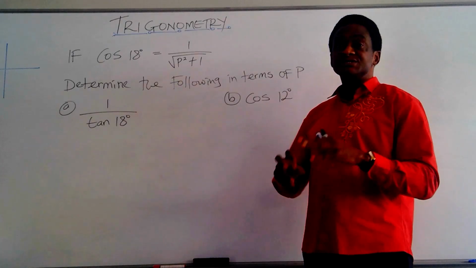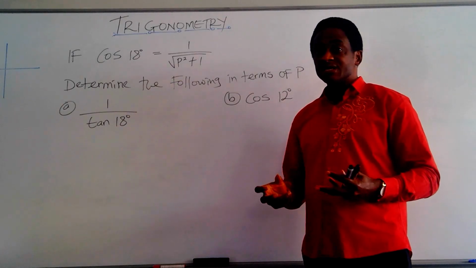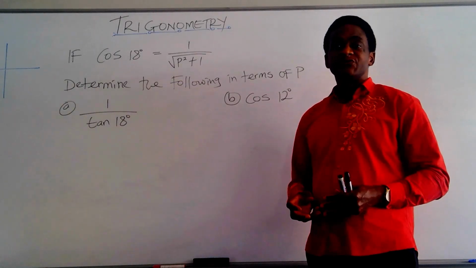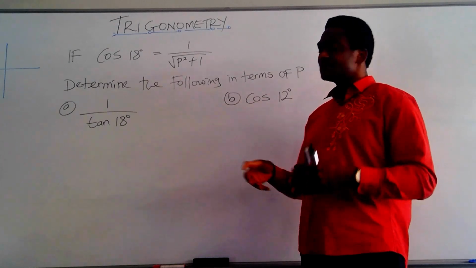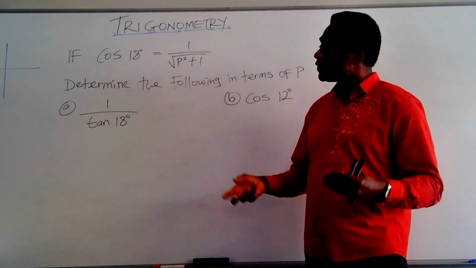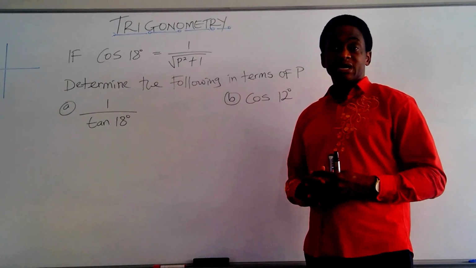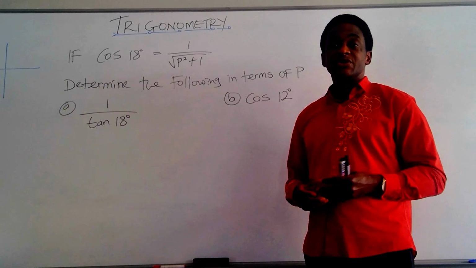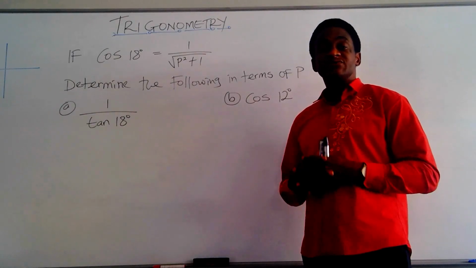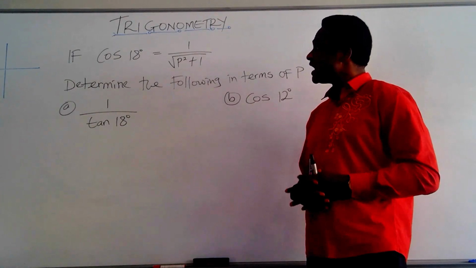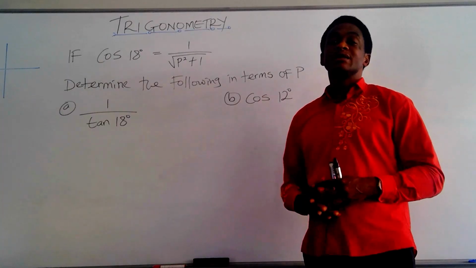It's either we are using the sketch, and using the sketch, we'll use the reduction formula to figure out which angle or which quadrant we are going to work on. Or we are using special angles. The special angles are 0, 30 degrees, 45 degrees, 60 degrees, and 90 degrees. So let's see how we can resolve this.